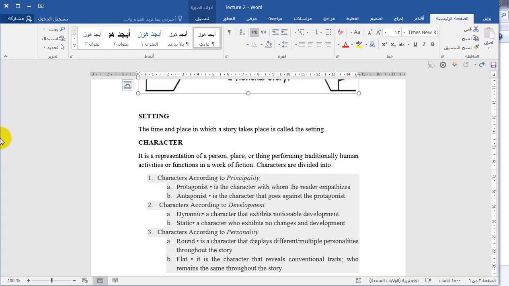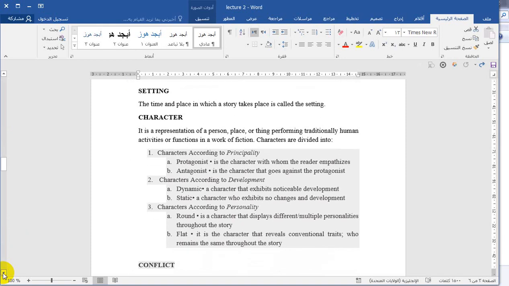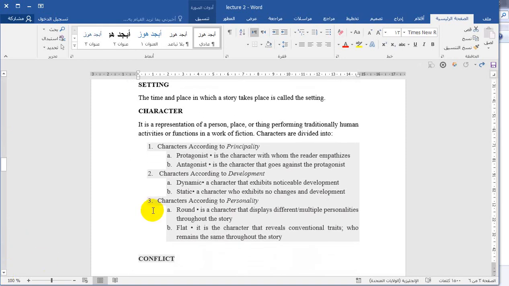Okay, the division of the characters: we have so many divisions for the characters according to their principality, that is, according to the importance of the character in the story.